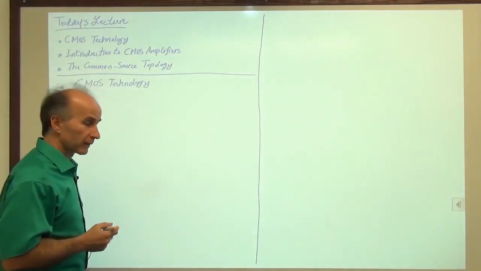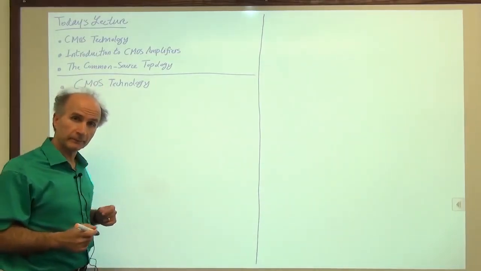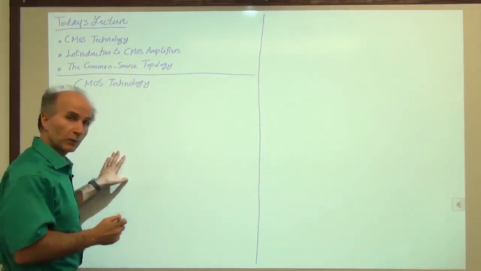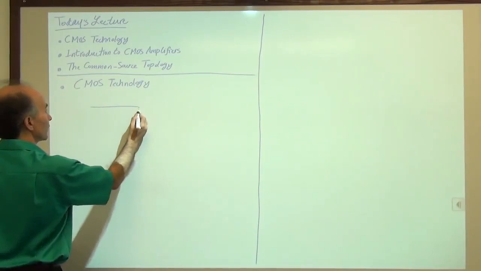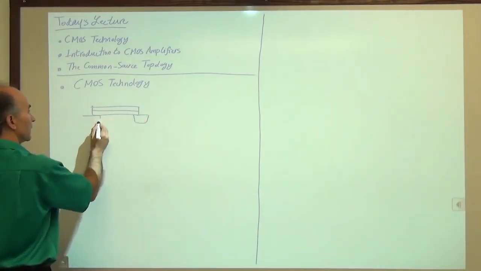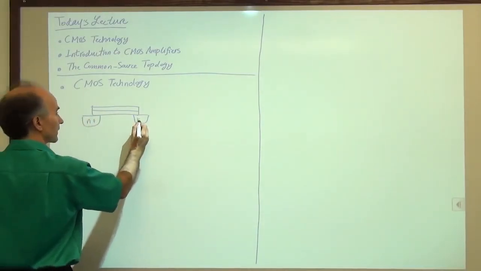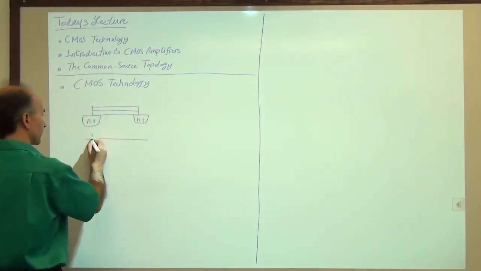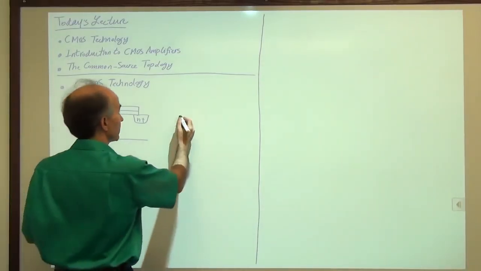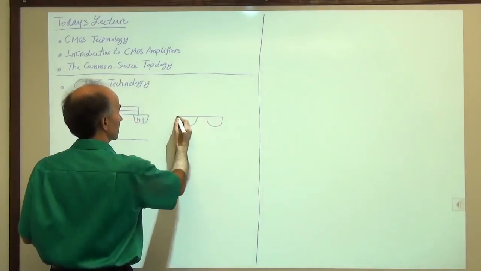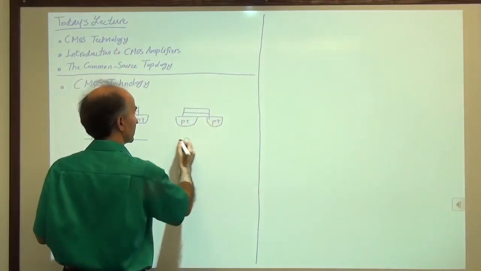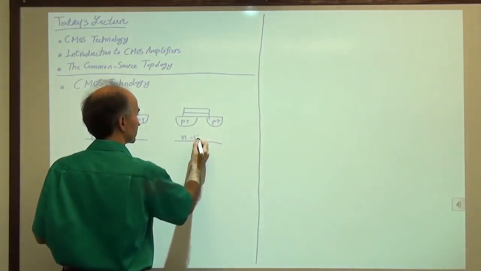Okay, well, how do we do that? Well, we have a bit of a problem. Let's draw the cross-section of the NMOS and the PMOS devices and see what we have. So here's our NMOS device with N plus here, N plus here, and a P substrate. And then we have a PMOS device, like so, where we have P plus here, and an N substrate.